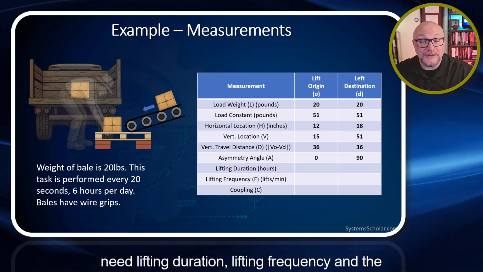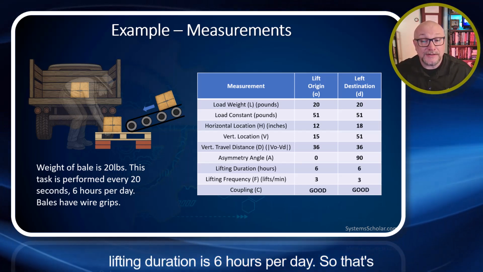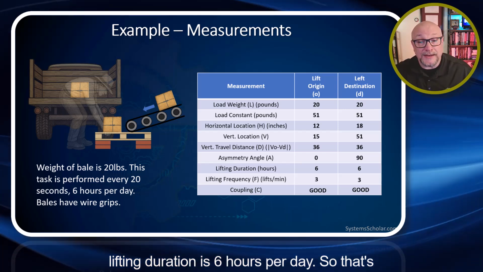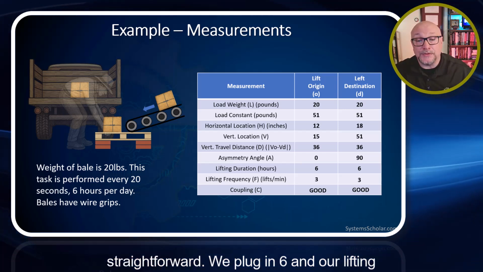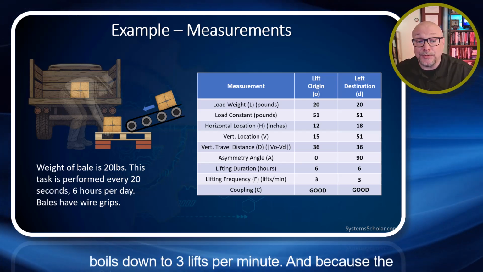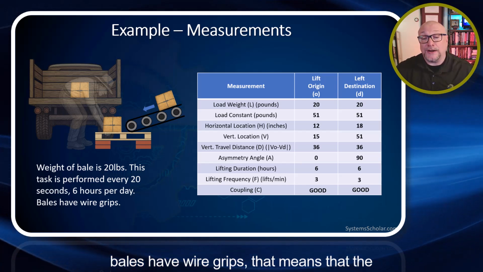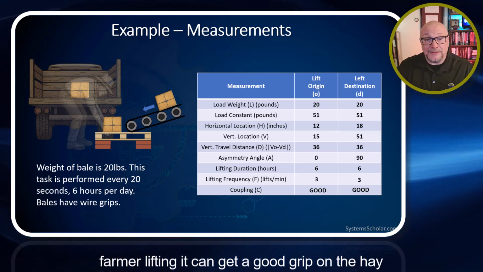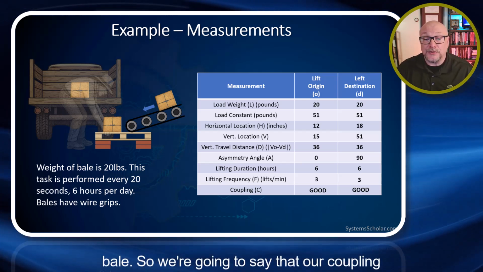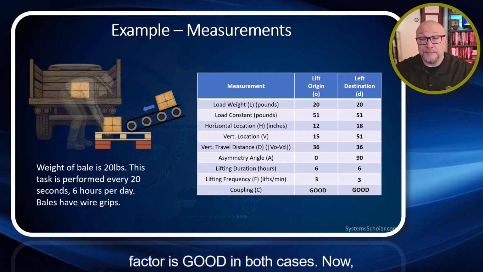So we still have a few more. We need lifting duration, lifting frequency, and the coupling factor. Our lifting duration is 6 hours per day, so that's straightforward, we plug in 6. And our lifting frequency, if we're lifting every 20 seconds, boils down to 3 lifts per minute. And because the bales have wire grips, the farmer lifting it can get a good grip on the hay bale. So we're going to say that our coupling factor is good in both cases.